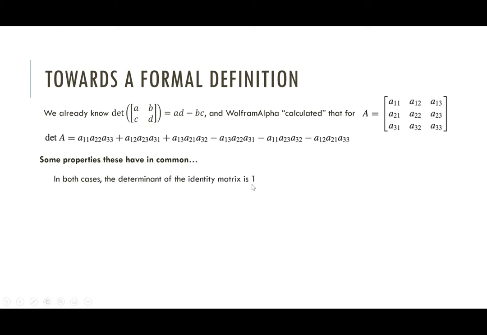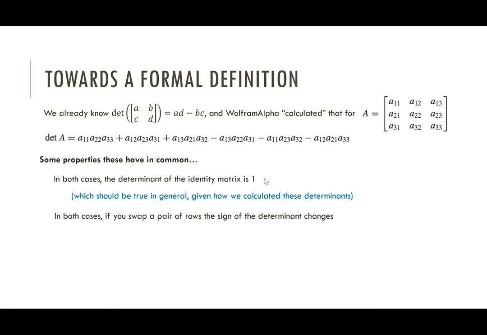So one, in both cases, the determinant of the identity matrix is 1. This is something that you've already confirmed in your pre-assignment for the 2 by 2 case, but we can check quickly that this is also true in the 3 by 3 case. So a11 a22 a33, if this is the identity, that's going to multiply out to 1. And then all these other terms have an off-diagonal entry in them, so all these other terms are going to be 0. And in fact, this is the kind of property that determines the sign for us, because we want the determinant of the identity matrix to be 1, given how we calculated them.